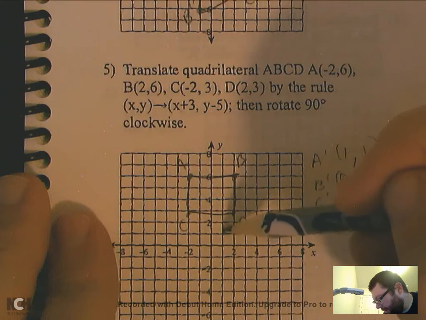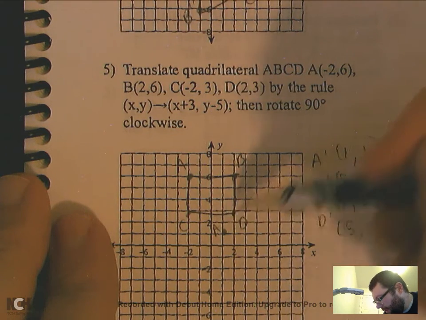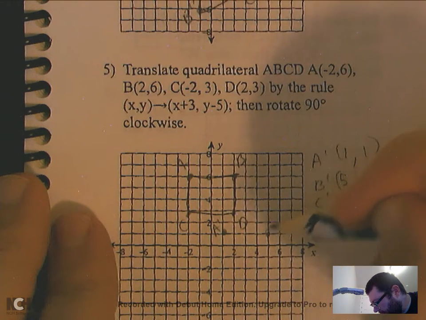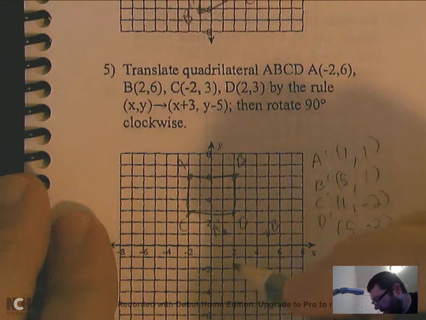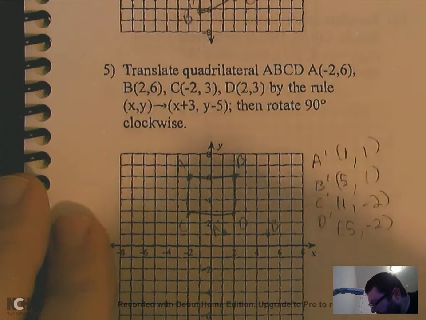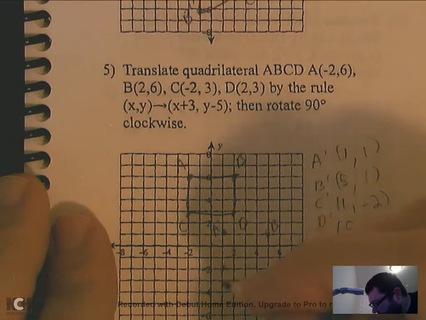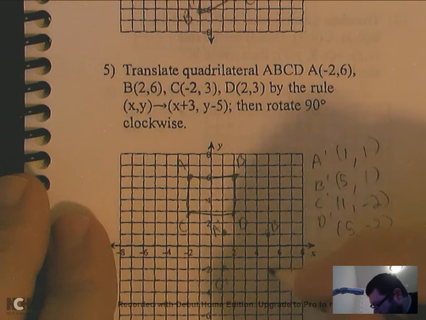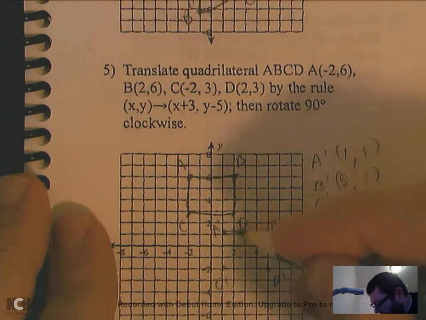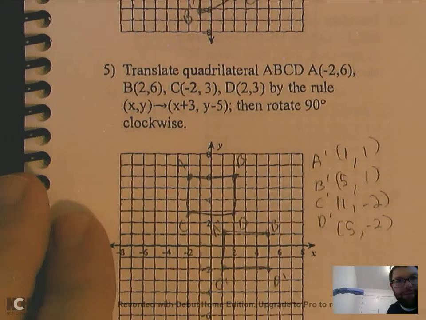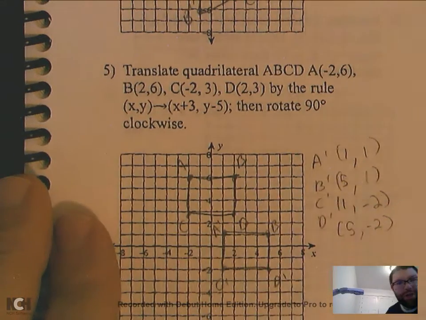Okay, so again, 3 right, 1, 2, 3, down 5. There is A prime. Okay, B is going to be right here. There's B prime, 3 right, 5 down. C is going to be right here. There's C prime. And D is going to be right there. There's D prime. So there's my new quadrilateral just shifted or slid on the graph. It's the same shape, right? It doesn't change, doesn't flip around or anything like that. Just slides on the graph.